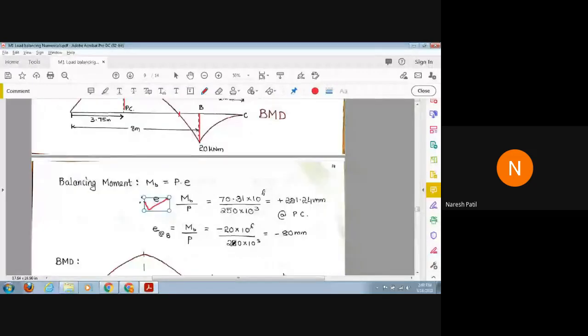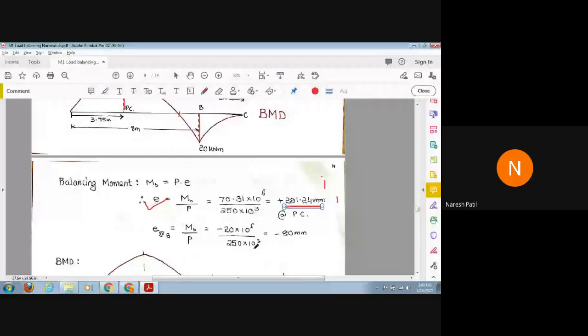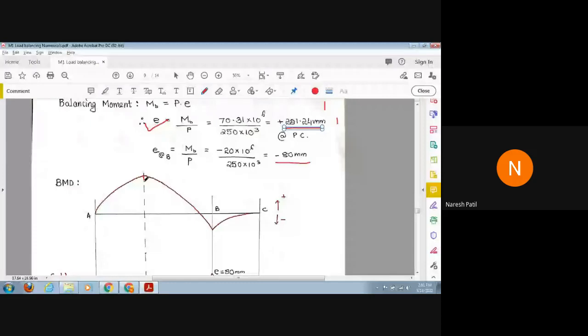So we got e as 281.24 mm. Then e at B, because the moment is minus 20 kN per meter, M by P, so it is minus 20. So we got the eccentricity as minus 80. So this is the bending moment diagram. You can see here we have got positive bending moment, here we have got negative bending moment. Understood? Positive and negative.